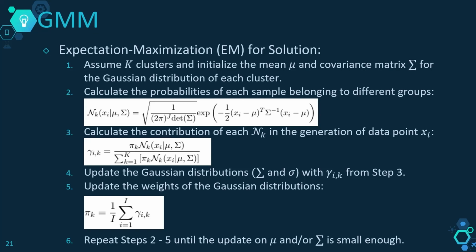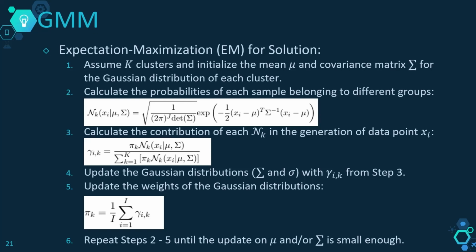With this gamma_ik, next we need to update the Gaussian distributions. That's like what we did in k-means. When we know what data points belong to this cluster, we calculate the new mean and use the new mean to replace the previous center. Here we do it in a similar way, but the difference is that now everything is not deterministic. We don't say that a point belongs to 1 or 2. We update the probabilities of the data point belonging to different clusters, and we use the new contributions gamma_ik. We can calculate the new mean and the new covariance matrix, the standard deviation.